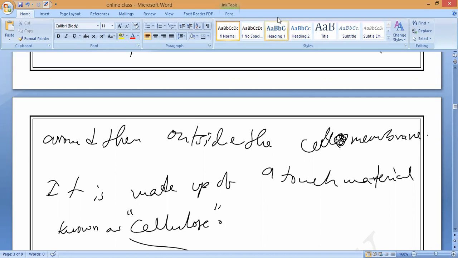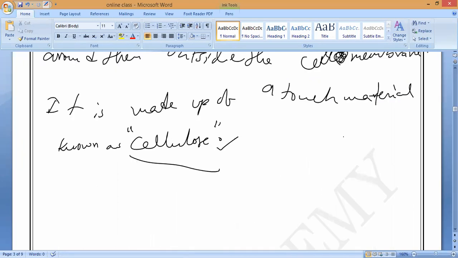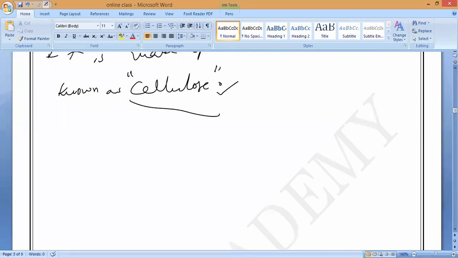So the cell wall is made up of what? The cell wall is made up of a tough material called cellulose. It is present where, Vartini? Only in plant cells or only in animal cells? You have to speak. The cell wall is present only in the plant cells. Please write it. The cell wall is present only in plant cells.